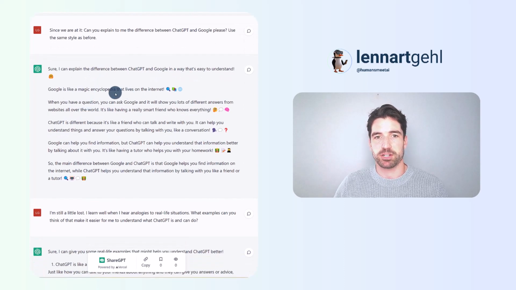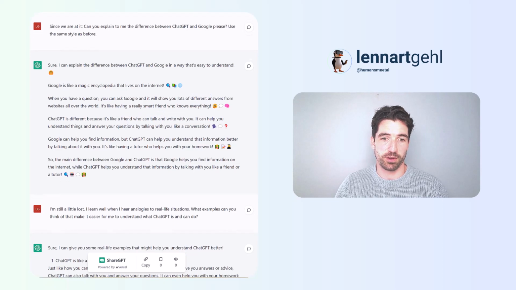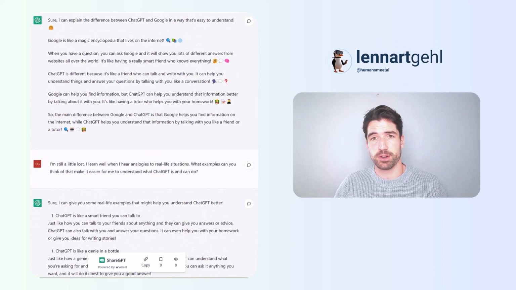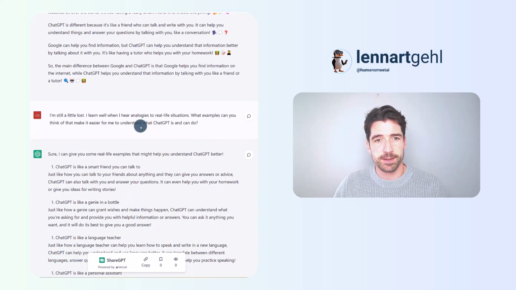Google is like a magic encyclopedia that lives on the internet. Okay, cool. And ChatGPT is different because it's like a friend who can talk and write with you. It can help you understand things and answer your questions by talking with you like a conversation. Okay, cool, fair. So that obviously works too. So you can do comparisons whenever learning something new, fair.